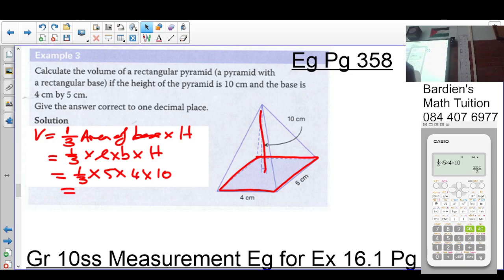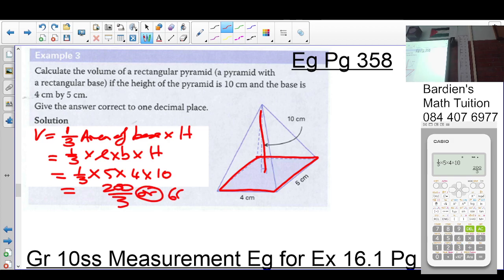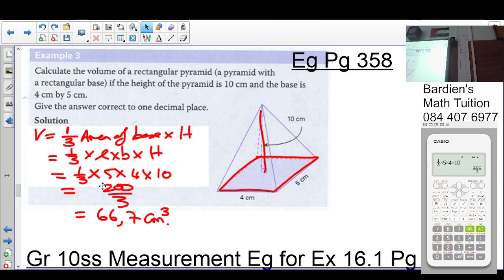They give you 200 over 3, or 66 and a third. Oh, they say 1 decimal place. So that's going to be equal to 66.7 centimeters cubed. Thank you, Michael. You're absolutely correct. Centimeters cubed. Is there any confusion there?